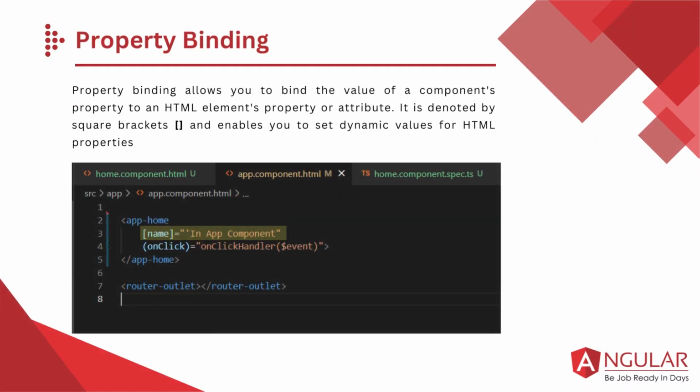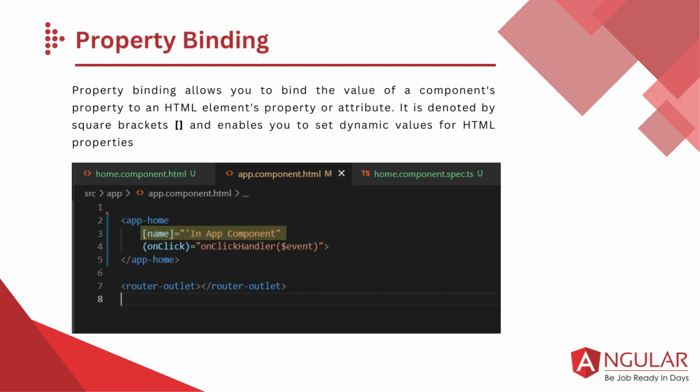3. Property binding. Property binding allows you to bind the value of a component's property to an HTML element's property or attribute. It is denoted by square brackets and enables you to set dynamic values for HTML properties.